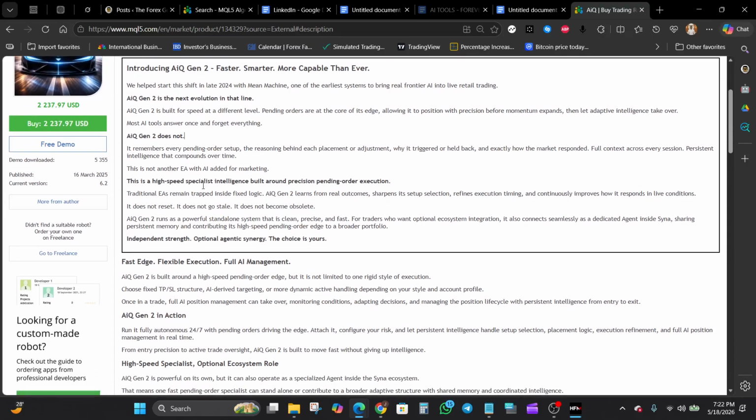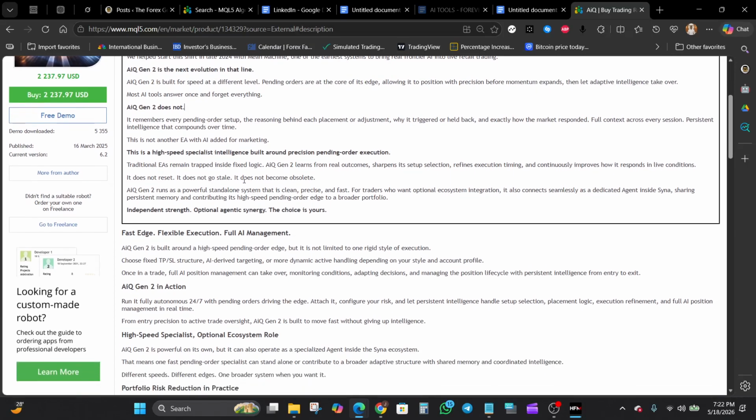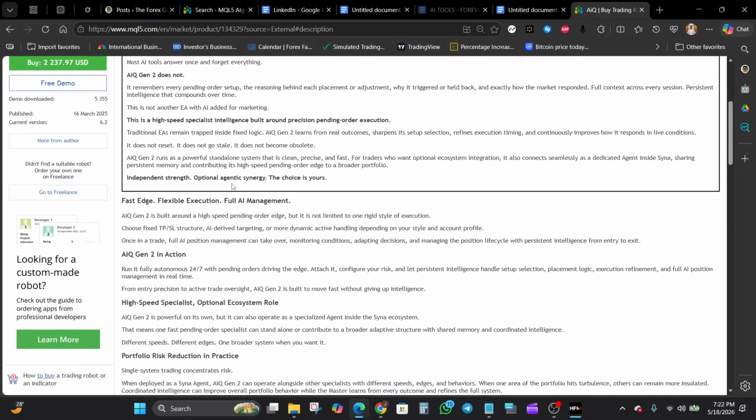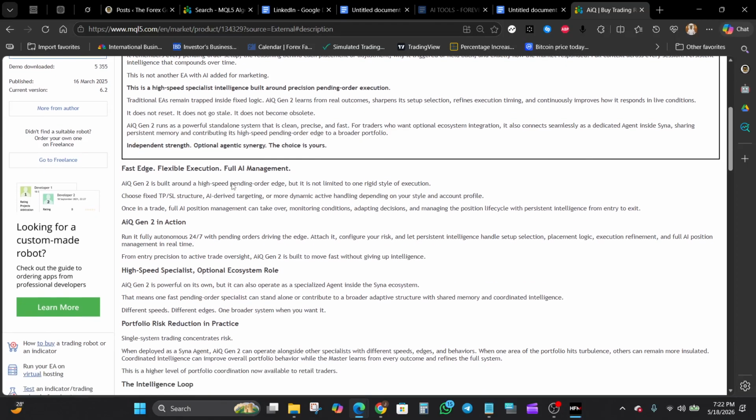Now, as I scroll further, the developer also positions this as more than a standard EA, describing it as an AI-driven system that can operate independently or even as part of a larger ecosystem. There is mention of optional integration with a broader portfolio system where multiple agents can share information and adjust behavior collectively.